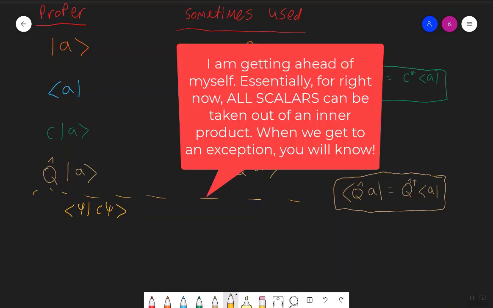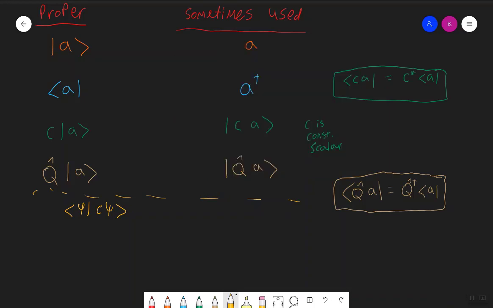So that's why I want to specify that, at least right now, c is a constant scalar, and we can take it outside of an inner product. What that would mean is this would just be c times the inner product of phi and psi. That's what this notation will mean.